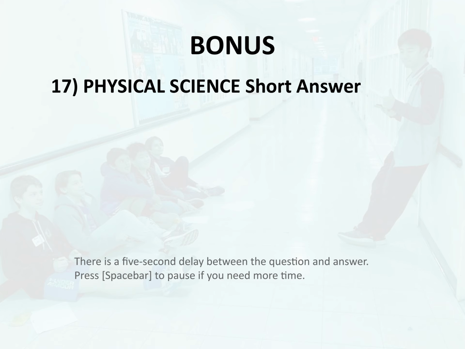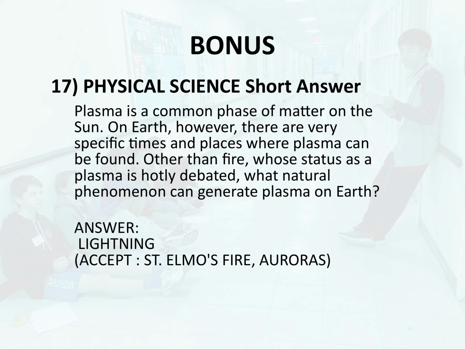Bonus 17. Physical science. Short answer. Plasma is a common phase of matter on the Sun. On Earth, however, there are very specific times and places where plasma can be found. Other than fire, whose status as a plasma is hotly debated, what natural phenomenon can generate plasma on Earth? Answer: lightning.